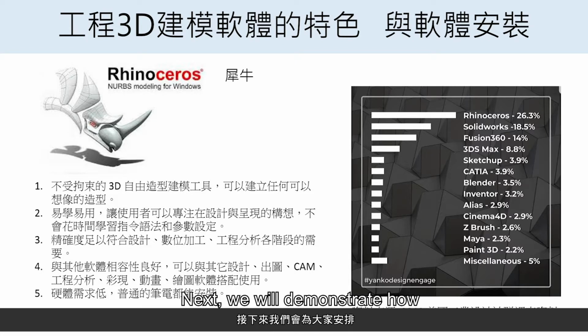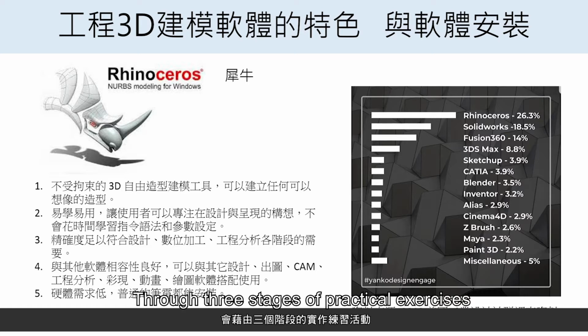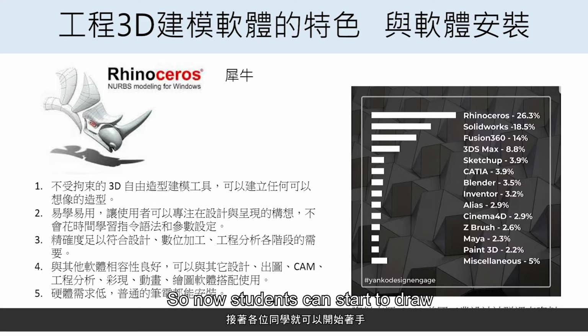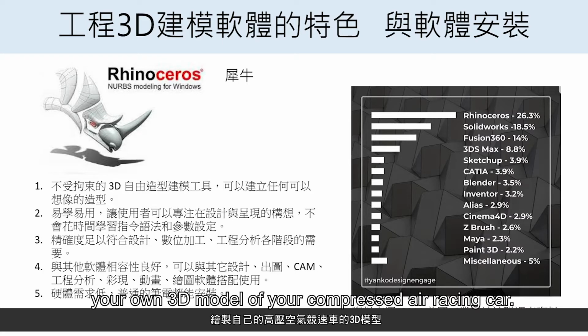Next, we will demonstrate how to download and install this software, as well as a basic operation of its interface and ways to control the model. Through 3 stages of practical exercises, students can familiarize themselves with the execution of commands and modeling techniques. So now students can start to draw your own 3D model of your compressed air racing car.